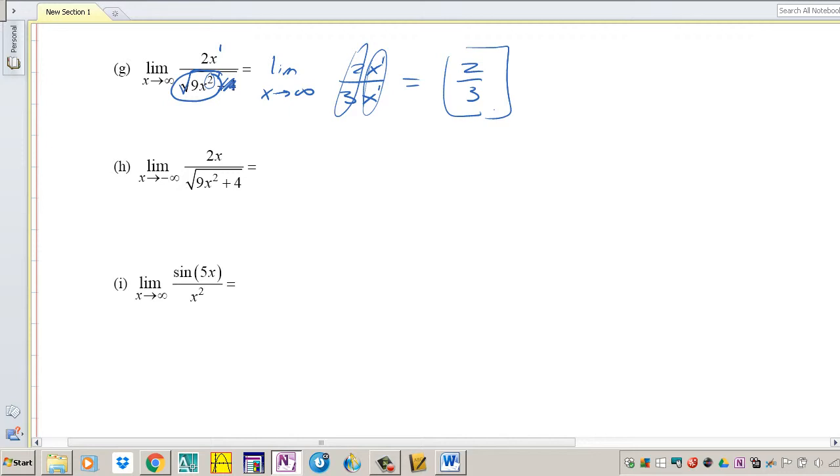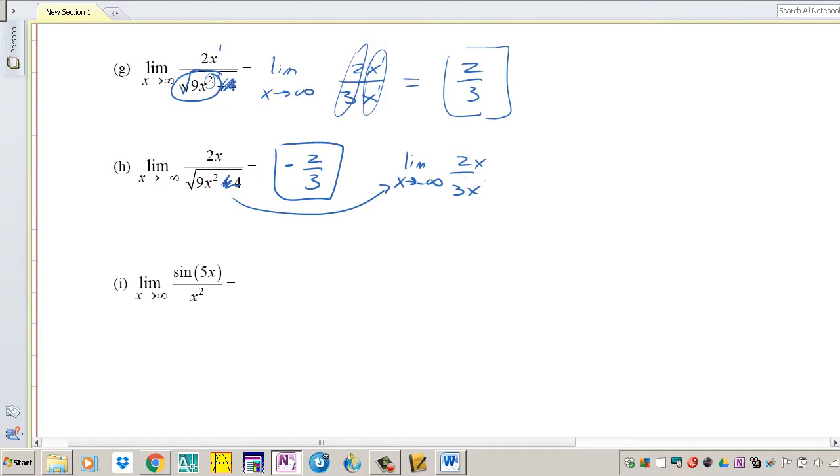Now let's go ahead and take a look at letter H. Letter H is going to be the opposite. This time you have to do the negative 2 over 3. Same technique. The plus 4 is insignificant, so I'm going to go ahead and scratch it out. If I square root 9x squared, I get 3x. But now I'm taking the limit as x approaches negative infinity. So that means that my answer was wrong here. So, no, actually my answer was right. Negative 2/3.